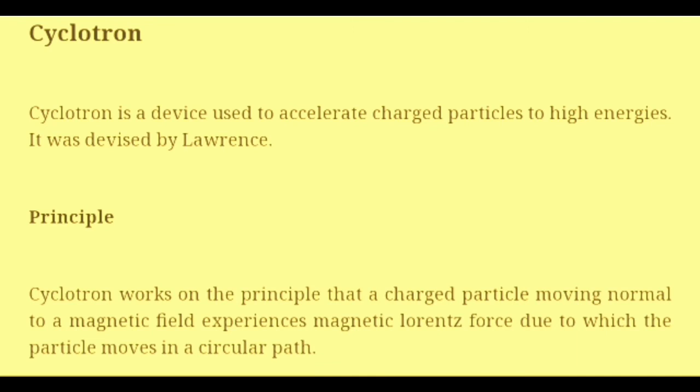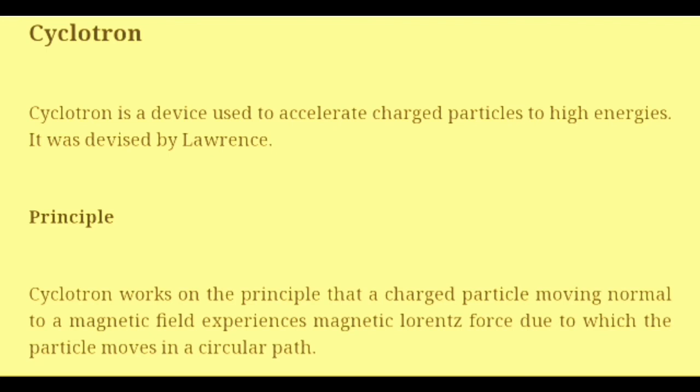A cyclotron is a device used to accelerate charged particles to high energies, and it was devised by Lawrence. So basically, cyclotrons are used to accelerate heavy charged particles, like protons, deuterons, and heavier ions. The cyclotron was invented by, like I said, Ernest Lawrence in the year 1930 as a tool for physics research and isotope production. So this was a brief introduction about the cyclotron. Now let's move on to its principle.